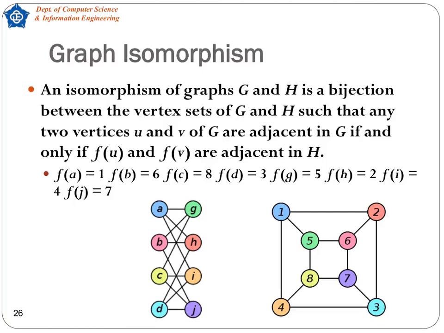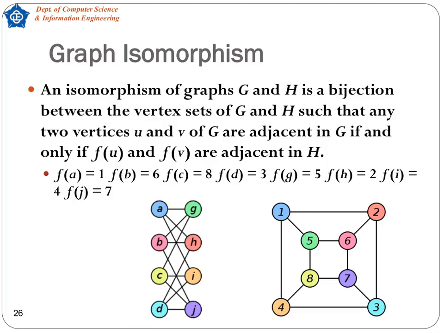Take the example on the screen. The left figure is graph G with vertices labeled A through J, and the right is graph H with vertices labeled 1 through 8. Here's the mapping f: A to 1, B to 6, C to 8, D to 3, G to 5, H to 2, I to 4, J to 7. Under this correspondence, every edge in G lines up perfectly with an edge in H. Even though the two drawings look different at first glance, their connectivity patterns match exactly, showing that G and H are indeed isomorphic.